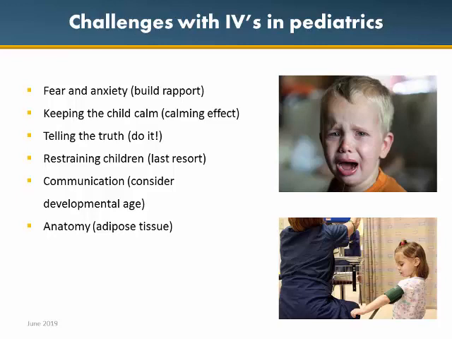Restraining a child should only be done as a last resort and only when absolutely necessary. And we need to ask ourselves, is this IV really necessary? Can I give other medications, and can I substitute those for the IV meds? Sometimes using a splint on the opposite side of the IV will help stabilize that IV and reduces the risk of being pulled out and further harm to the patient.